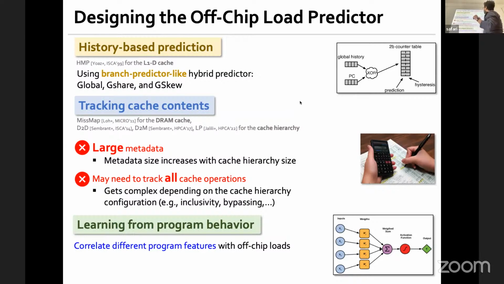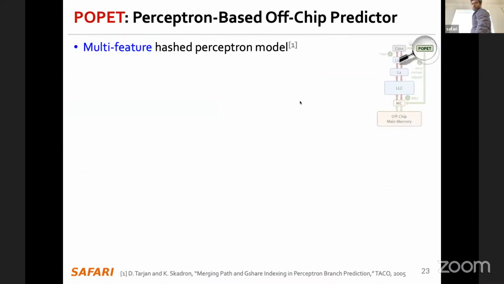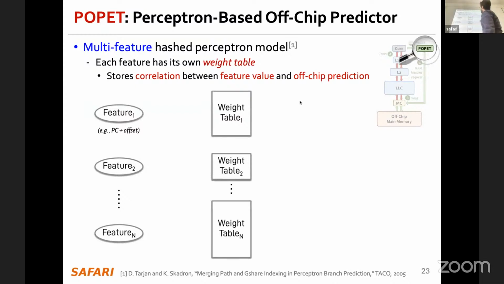So as compared to this one, what we are going to do in this work is go in a different path, saying which load is going to go off chip can be learned from the program features itself. That's the whole idea here: if you go for a feature learning mechanism, then you can get a low storage overhead solution that provides the same accuracy with a lower design complexity. So let's see how we are exactly going to do this.